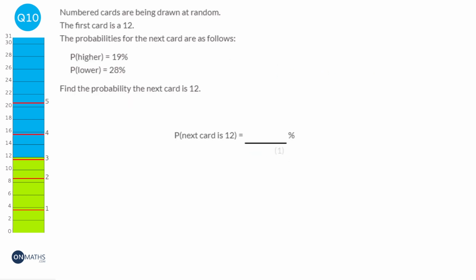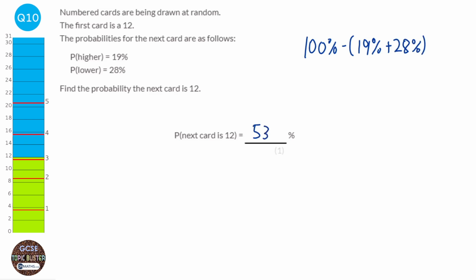So the only options for the next card are for them to be higher, lower, or equal to 12. We already know that the probability for it being higher is 19% and lower is 28%, and all probabilities have to add up to 1, or in this case, because it's percentages, 100%. So to work out the probability that is missing, we're going to take away the 19% and the 28% from 100% to see what's left, and that's 53%.